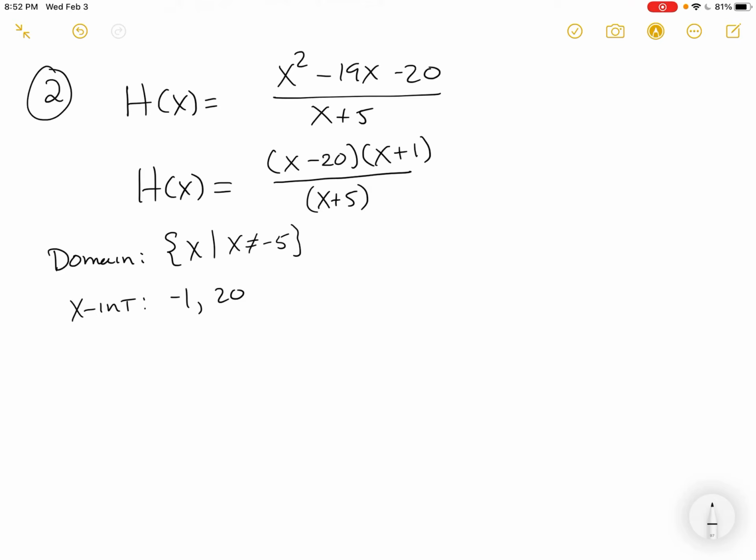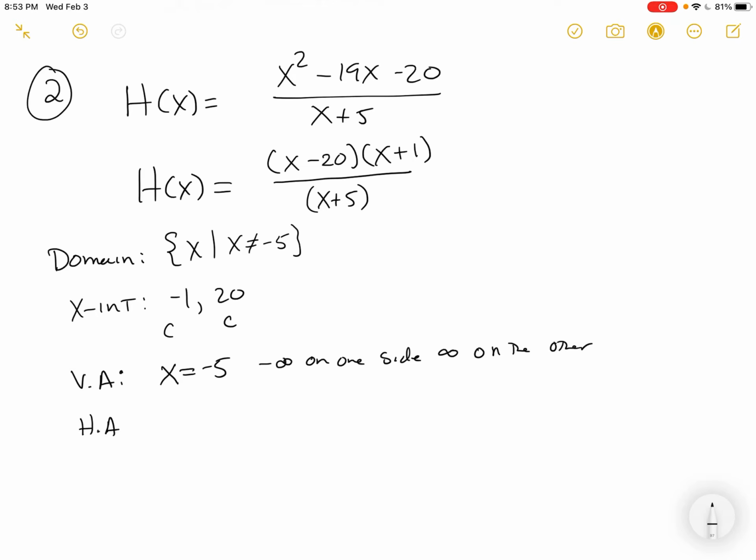It helps us to know whether it crosses or touches. It crosses and crosses, right? Because it's multiplicity 1. It helps us to see vertical asymptotes. We have one vertical asymptote. X equals negative 5 is a vertical asymptote. And therefore, we know that it's negative infinity on one side and infinity on the other, because the multiplicity is 1. Again, if the multiplicity was 2, we would say it's going up to the same infinity on each side, right? No matter which side you're on, it's going in the same direction.